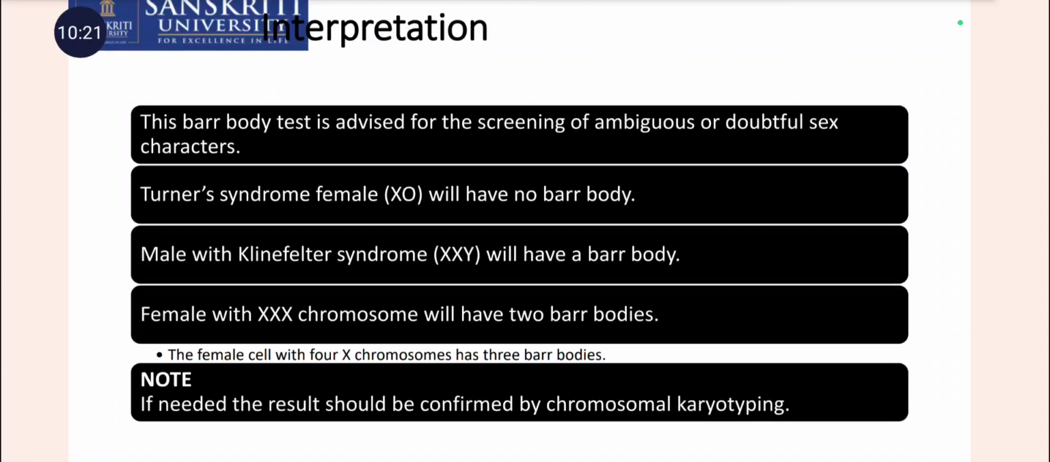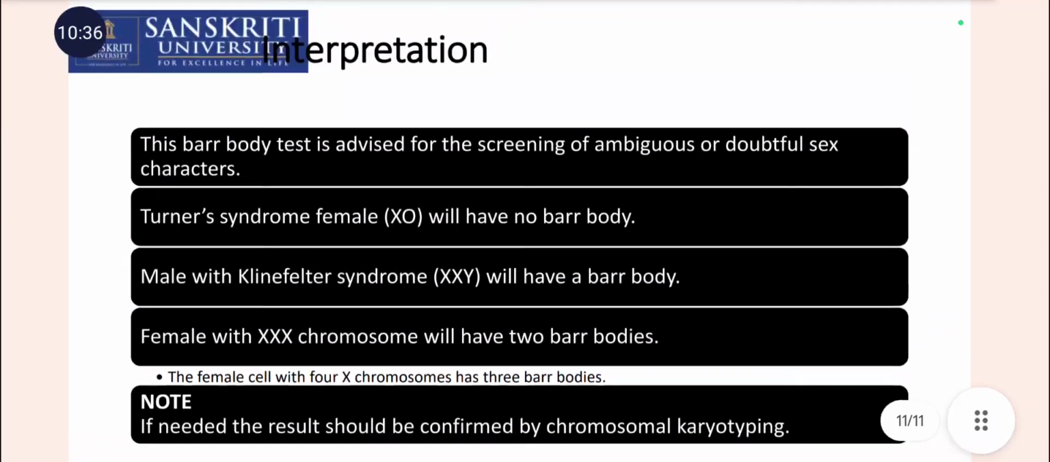So if needed, the results should be confirmed by chromosomal karyotyping. For these kinds of things, if the Barr bodies are visible under the microscope, we need to confirm with the chromosomal karyotyping technique. Thank you for listening.